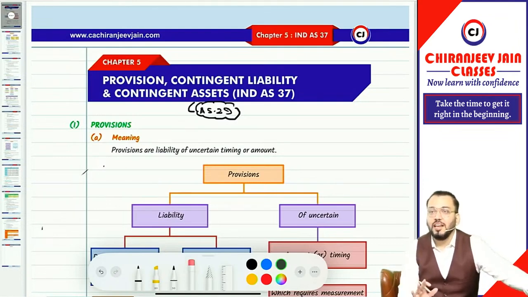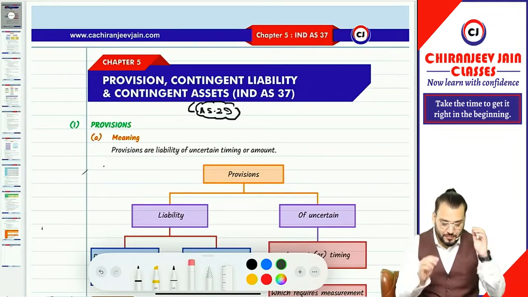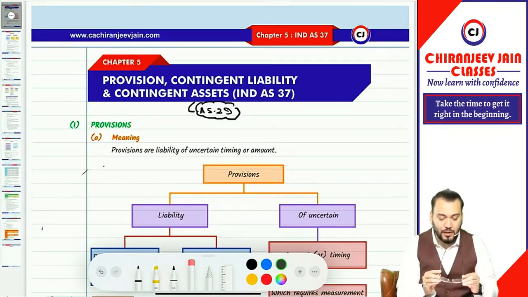Last class we have done only the introduction of Ind AS. Correct? Any doubt in that? Introduction of Ind AS, any doubt?